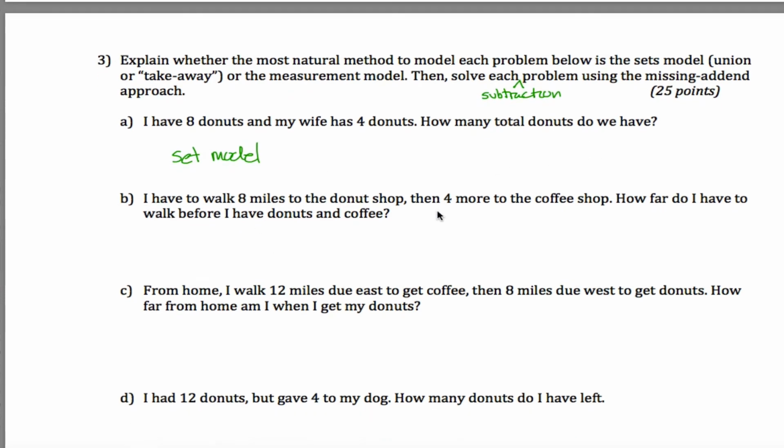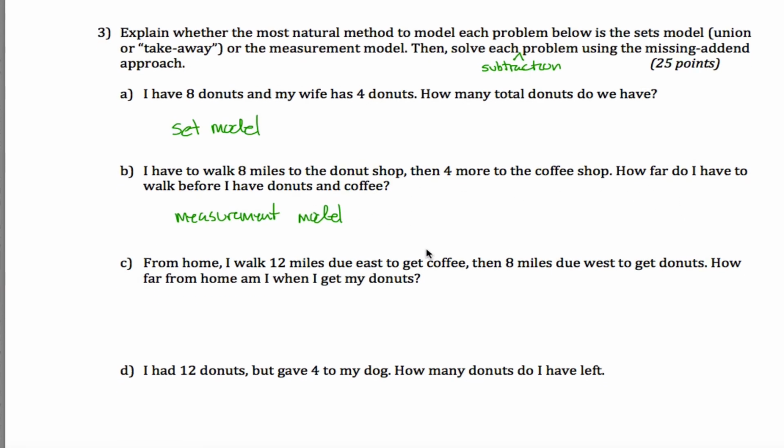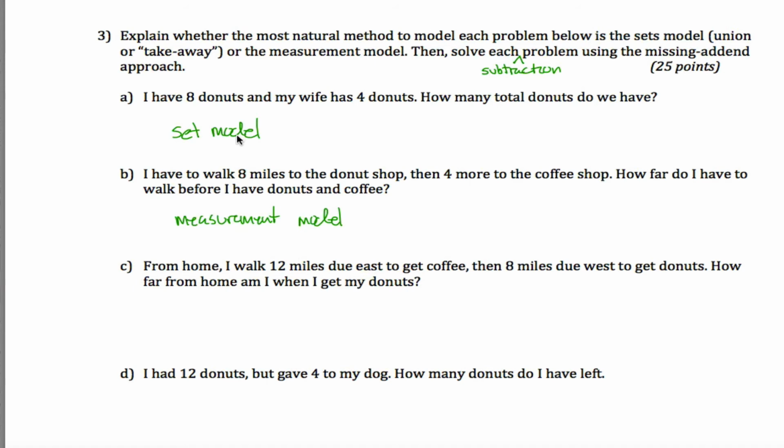I have to walk 8 miles to the donut shop, then 4 more miles to the coffee shop. How far do I have to walk before I have donuts and coffee? This to me seems like the measurement model. Again, I'll let you describe why. But to me, I just kind of picture a number line. You have to walk 8, so go out to the 8, then walk 4 more, take 4 more steps. That idea, when you're talking about distances like that, measurement model makes a lot of sense. It would be hard to do this with the set model. But would you have one draw miles somehow? Like you have 8 m's over here and 4 more m's over here. I don't think that makes a lot of sense. I think the measurement model would be better.